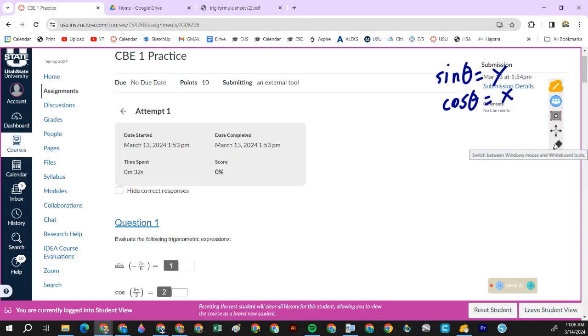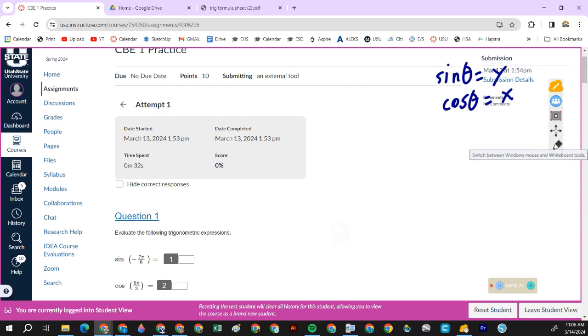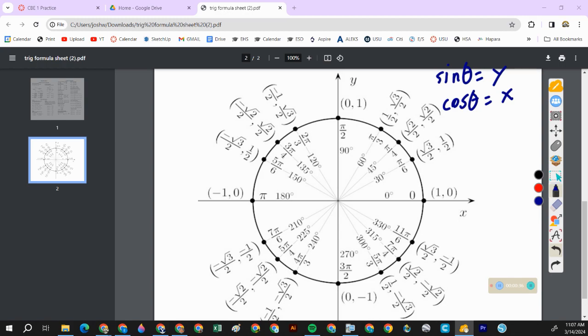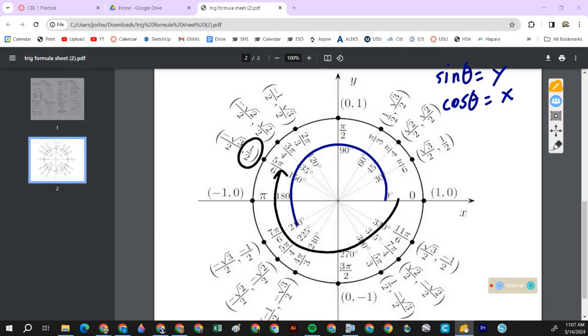So right here we have the sine of negative 7 pi over 6. So this angle here is 7 pi over 6. So negative 7 pi over 6 would be this angle, and it's just the y value, 1/2.